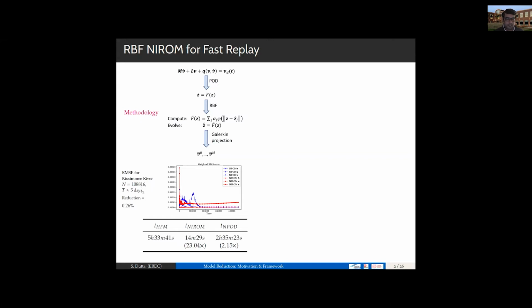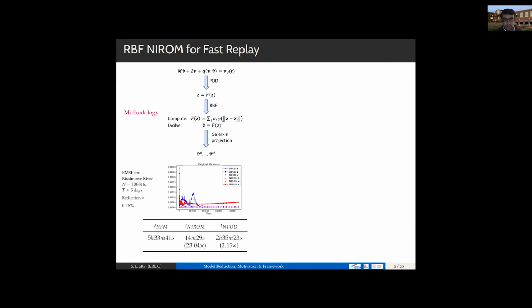We use a variable time step for the simulation, which covers about 5 days of real-world time. Using a POD basis that offers about 0.26% reduction, we were able to show here, as in the figure, the root mean square errors. The red curves are the non-intrusive reduced order model using RBF, and the blue curves are the POD projection, the Riemann projection using the full POD basis.